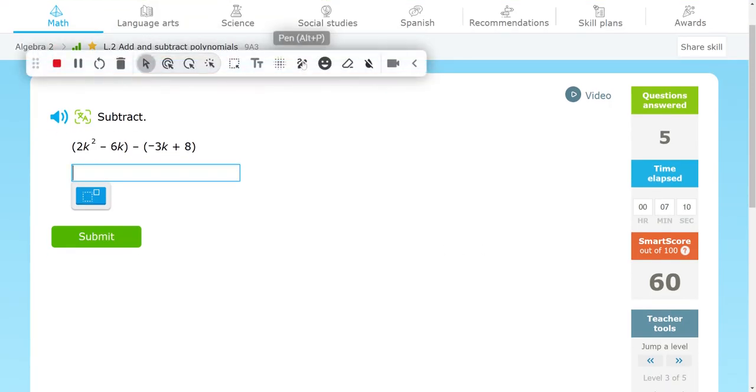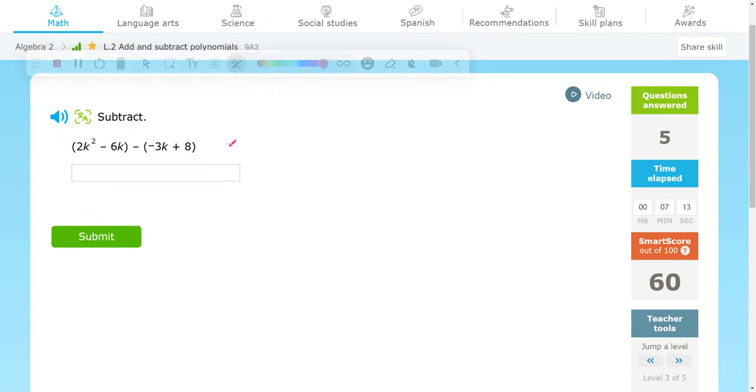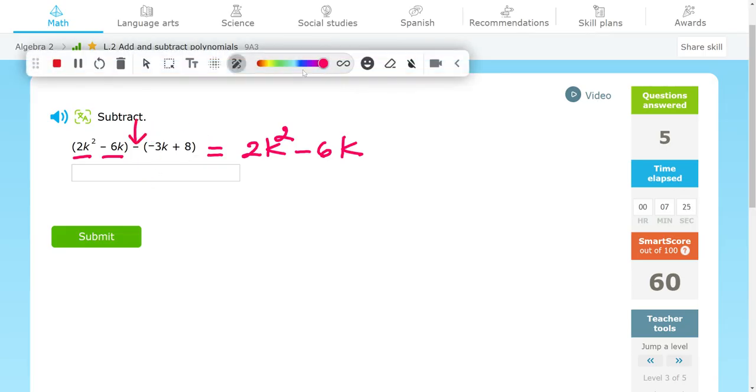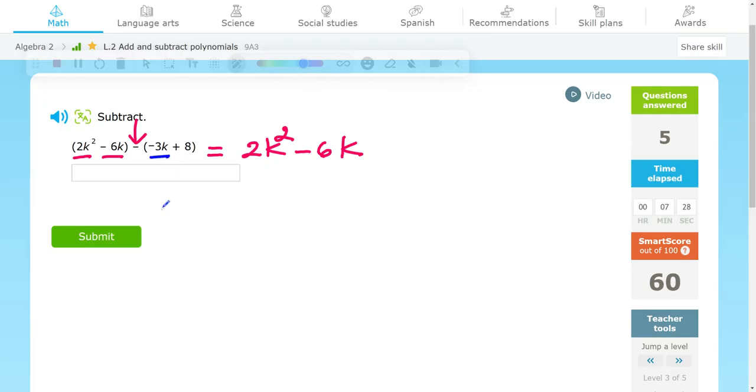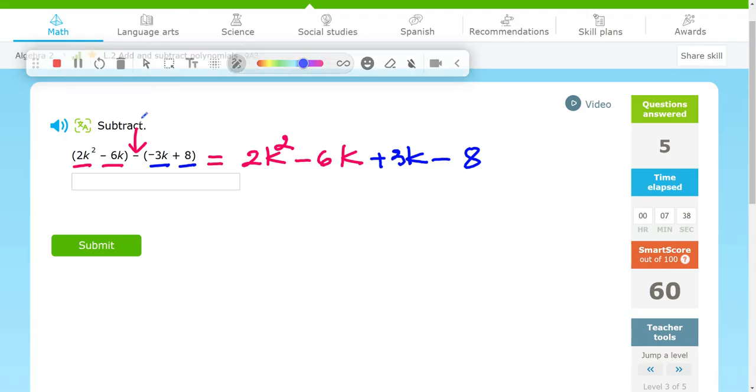Same thing over here. Open the parentheses. The first parenthesis, you open and write out as you see it: 2k squared subtract 6k. Now, the second parenthesis has a negative sign in front of it, so when you open it, you change the sign. Subtract 3k becomes plus 3k, and 8 becomes negative 8. Because a negative sign is like negative 1, you multiply negative 1 with each term inside, so it changes the sign. So now, combine like terms.